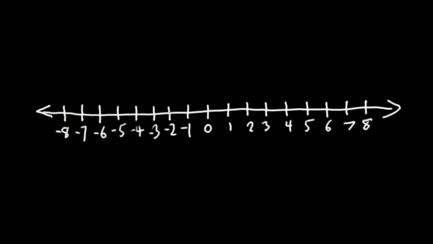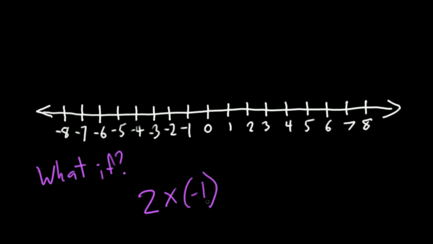I'd like to approach this question by playing another game of what if. What if it is possible to rotate a number by multiplication to some place that is not on this number line? We know that we can rotate, for example, 2 times -1. We know that multiplying by -1 rotates us half of a turn, and that equals -2. But is it possible to rotate by less than half a turn?